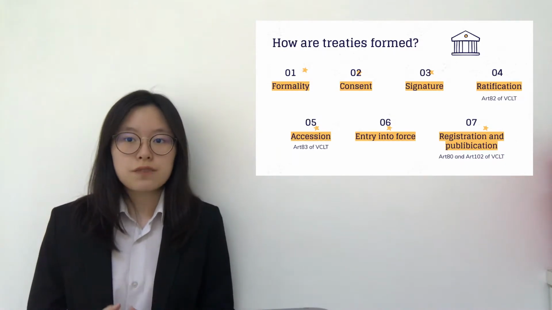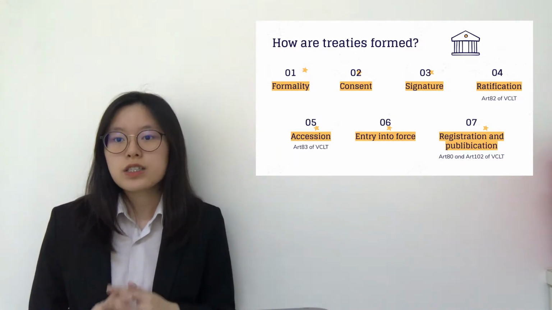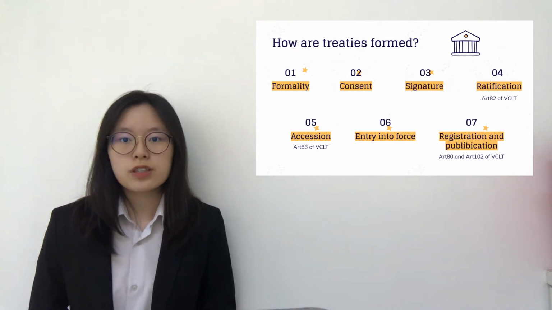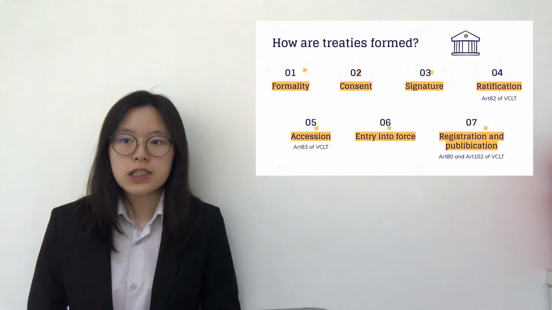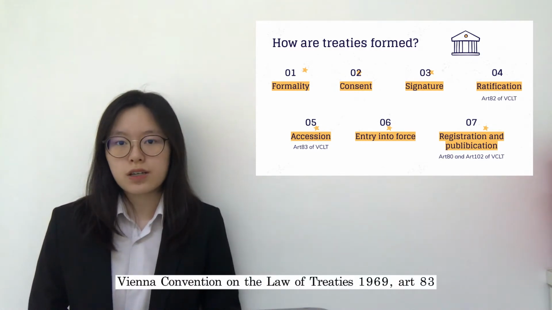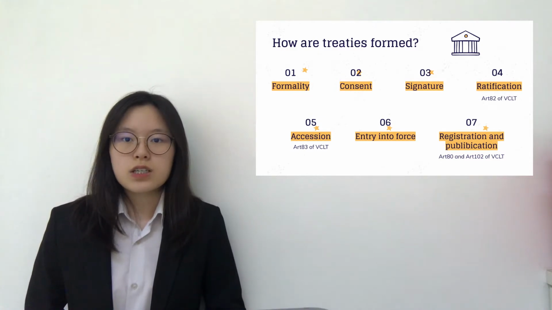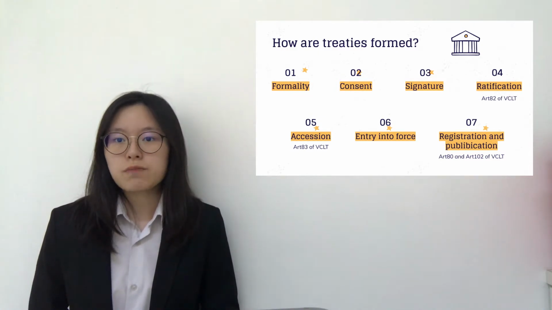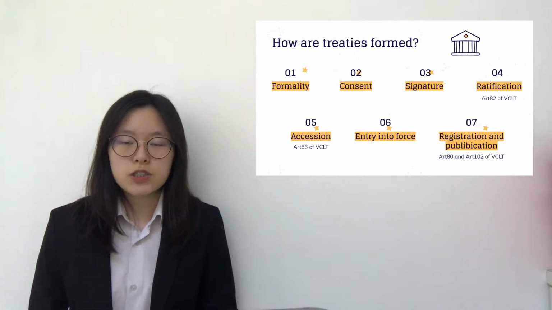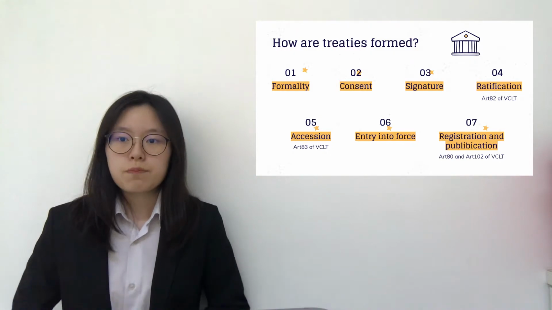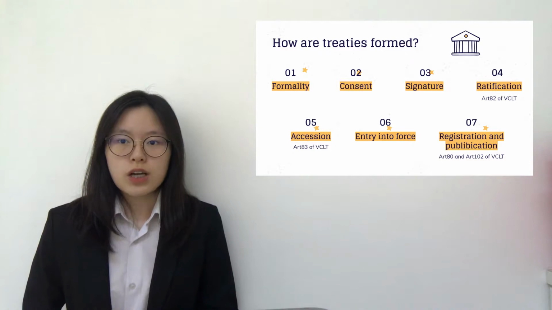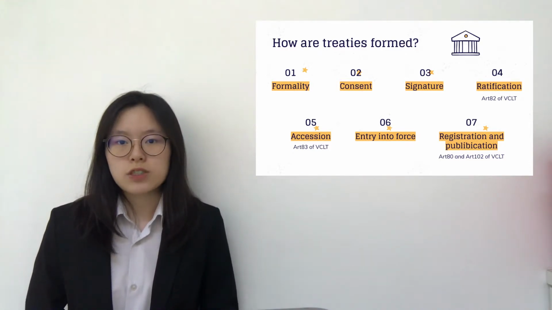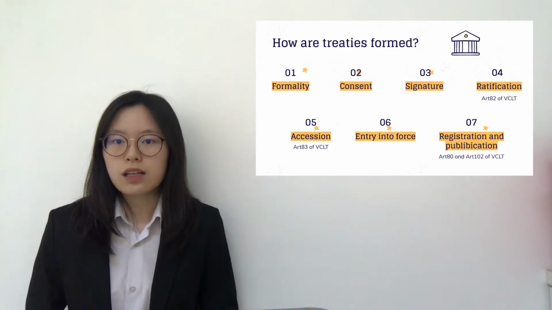Accession is similar to ratification, but the difference is that it is usually used by third parties who wish to join the treaty after it has been signed by the other states. An example of accession is seen in Article 83 of the Vienna Convention. For entry into force, a treaty will be effective at the date specified by its provision, otherwise it will be effective once all the parties have established their consent to be bound by it. For a third party who wishes to join the treaty after it is already in force, the treaty will start to apply to the third party once it establishes its consent to be bound, unless otherwise provided by the treaty itself.